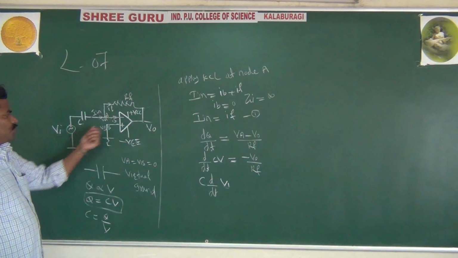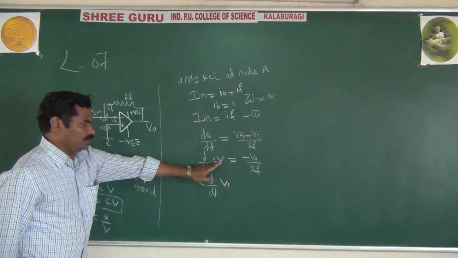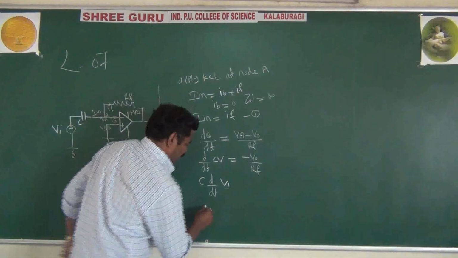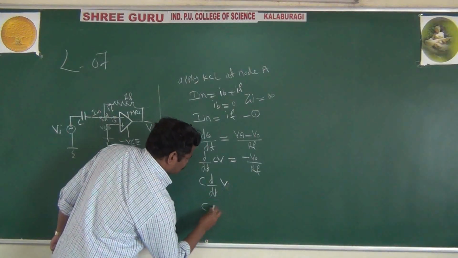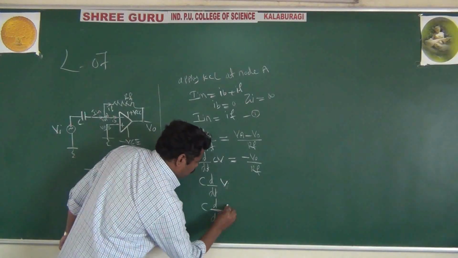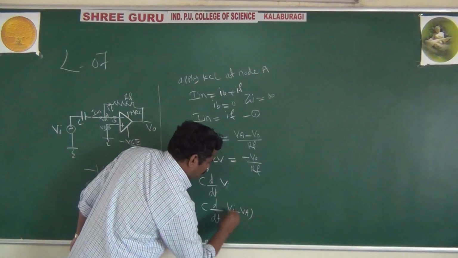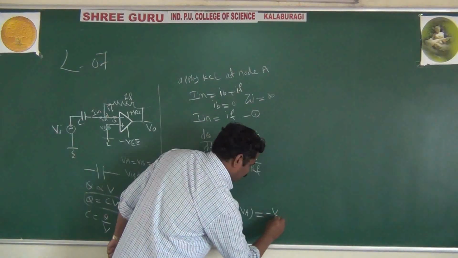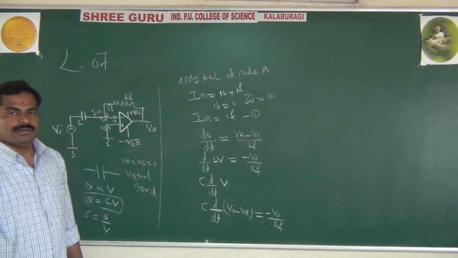That is nothing but VI minus VA. Here, in place of V, you can write VI minus VA. The next step: C d by dt. In place of V, we can write VI minus VA, equal to, as usual, minus V naught by RF.